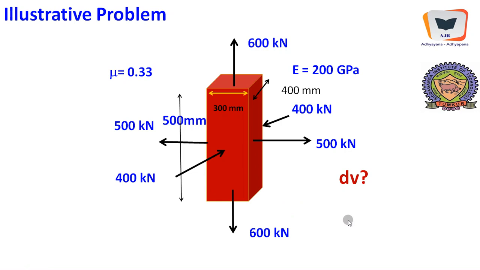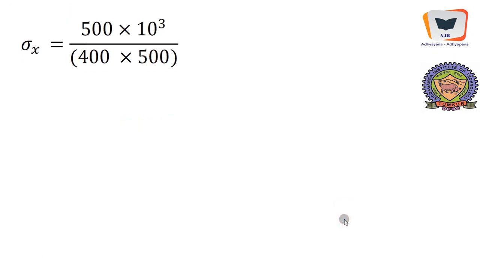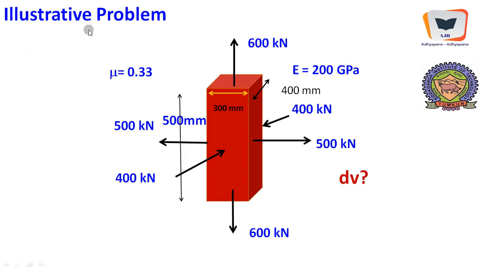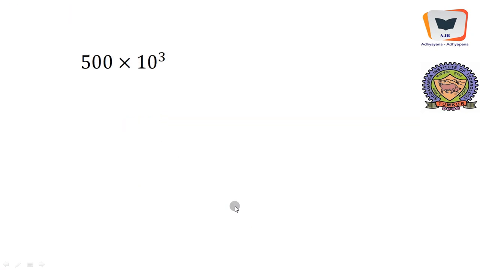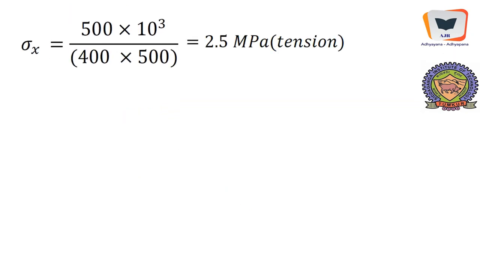We will also see whether it is positive or negative, whether it is going for reduction in volume or increase in the volume, right? And sigma x, the basic strain, is 500 kilonewton divided by area. Area is 400 by 500. Yeah, that's what it is written over here, and it is 2.5 MPa.